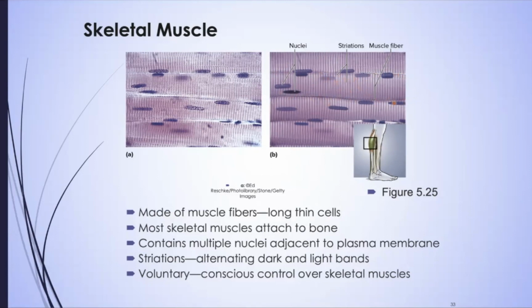You can see the nuclei off to the side. They are voluntary. There's conscious control over your skeletal muscles, okay? Now, there are a select few skeletal muscles, postural muscles, that your body just contracts without you necessarily thinking about it. But overall, the big picture: conscious control.